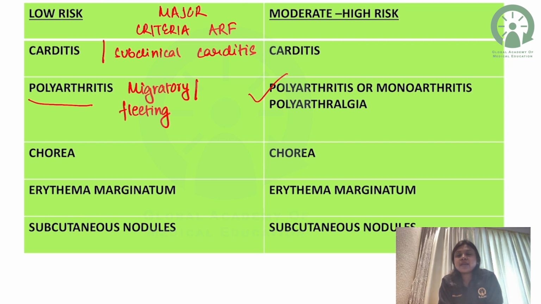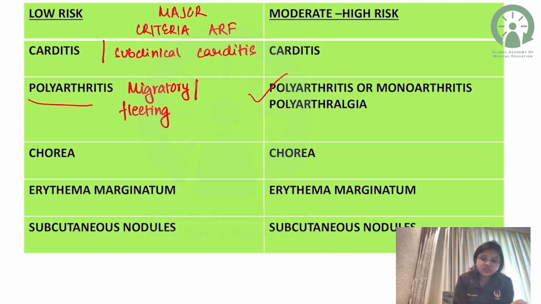What is meant by migratory or fleeting pattern of arthritis? It means that suppose my right knee joint is involved today. After 3 days, the child will come to me with involvement of the left knee joint, and resolution of the pain in the right knee joint. So it is as if the pain migrates from the right knee joint to the left knee joint and to subsequent other joints.